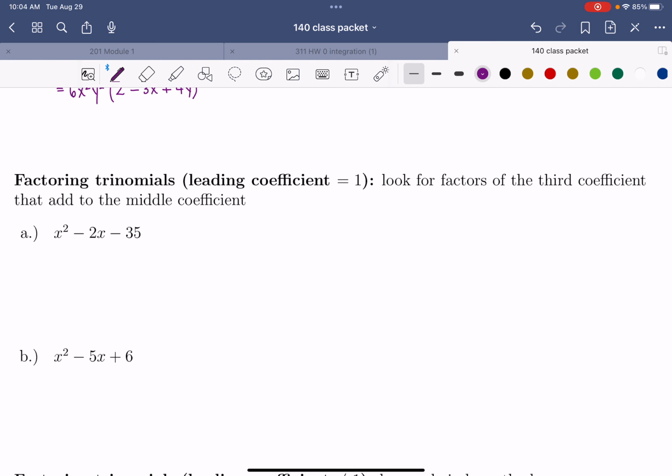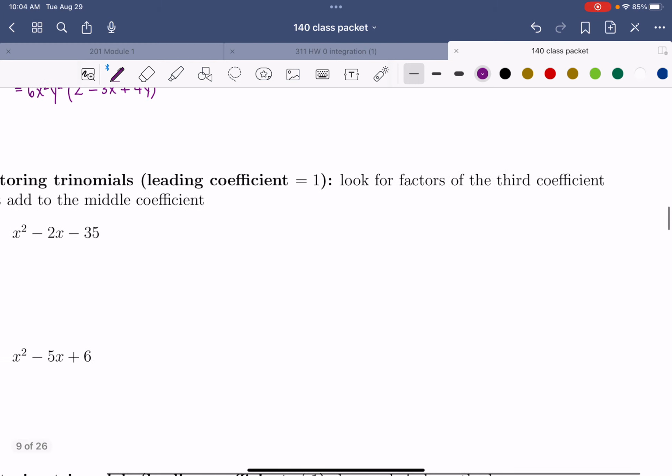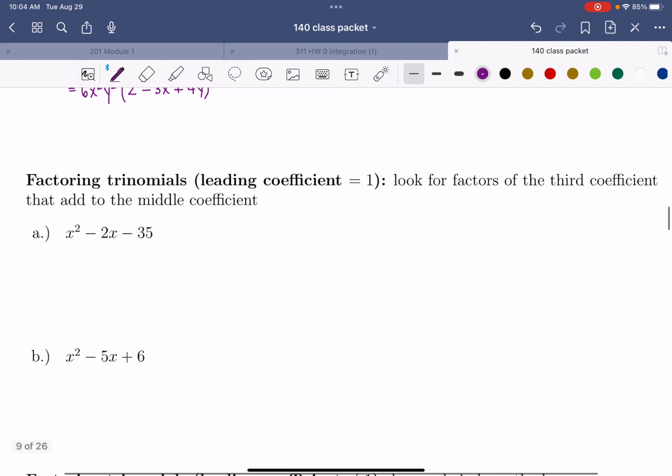So usually quadratic things, so I mean things with an x squared, an x, and a non-x term. And first we're going to separate the ones where the leading coefficient is just 1, right? The number in front of the highest power. And so what we're going to do here is look at factors of the third coefficient that add to the middle one.